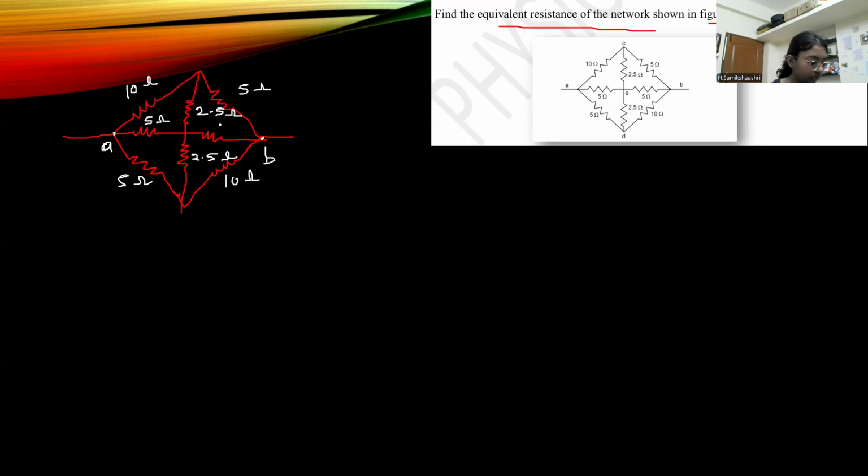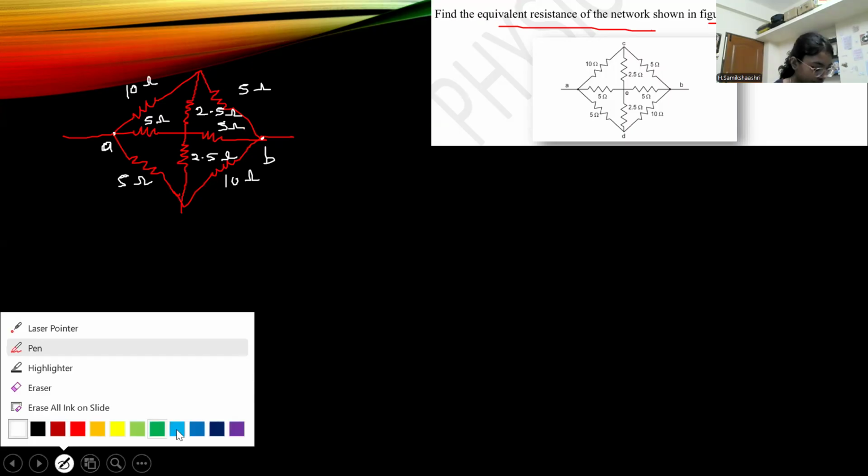2.5 ohm, and this is 5 ohm. Clear? So I'm asking, find the equivalent resistance between A and B. I will take the perpendicular axis symmetry concept like this. This is my perpendicular axis. If you look at the left side, it is 10, 5, 5. On the right side also 10, 5, 5. So there is a symmetry. Clear?